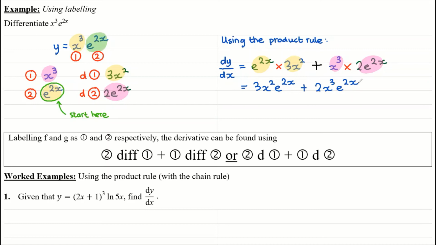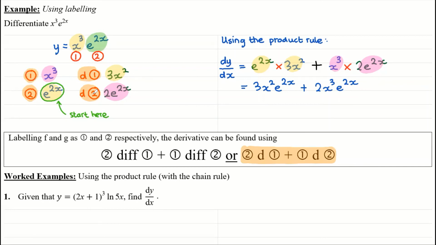Now then, the labeling which I've just used can be summarized as follows, and you can sort of say it to yourself like a mantra when you're doing it. So you can either say it as 2diff1 plus 1diff2, as I initially did, or 2d1 plus 1d2. That's the product rule. So the d obviously stands for the derivative. So you can see I start off with the 2 multiplied by the d1, and then I add 1 multiplied by the d2 here, which is what I've done. If you do it like that, you won't go far wrong.